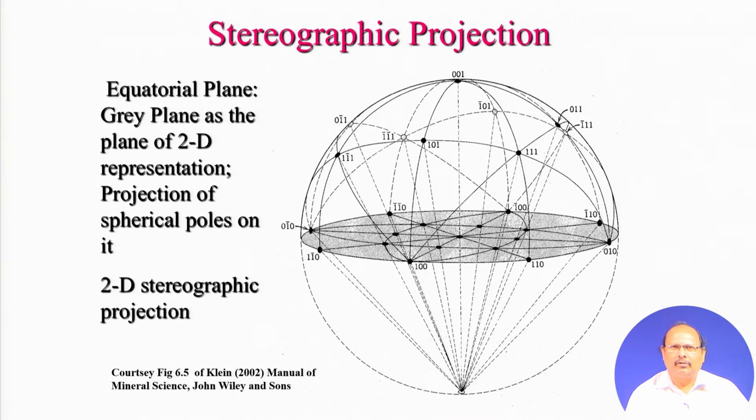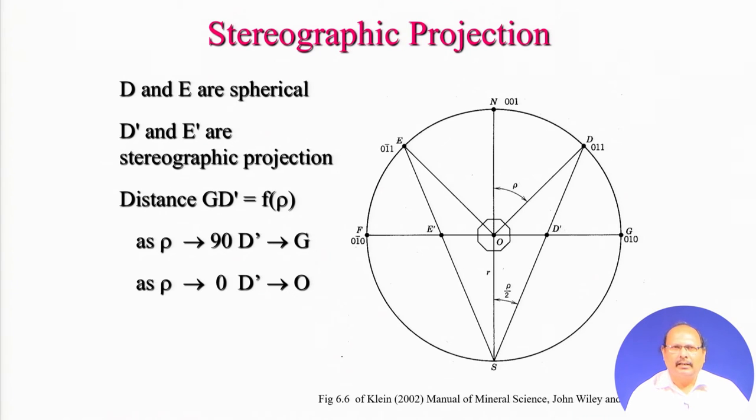Let us see further how this can be done quantitatively. Let us consider there are two face poles, one of D orientation and the other of E orientation. Let us consider that these are spherical projections of certain faces. This face is 0, 1, 1 and this is 0 bar 1 1. And if G is the projection of the equatorial plane, and this is a line here, and S is the south pole, what do we have to do?